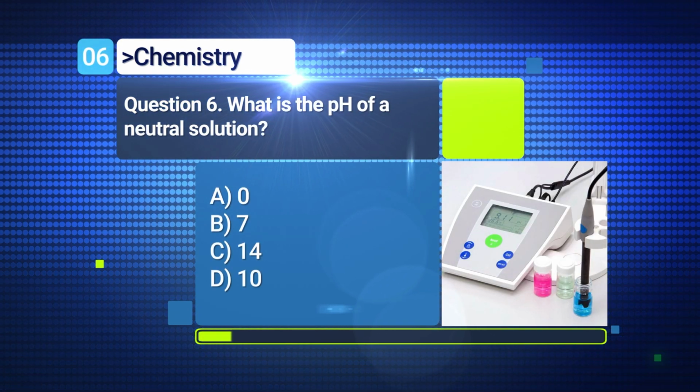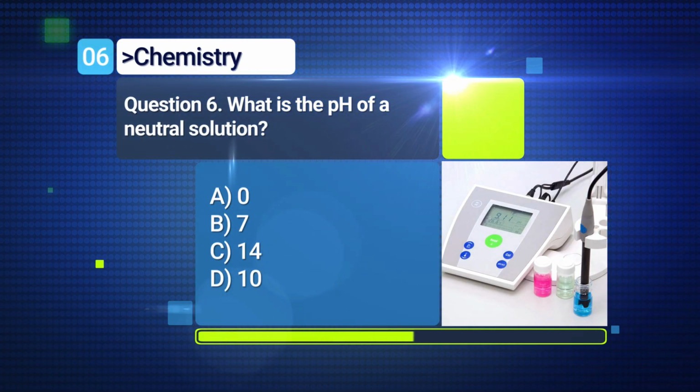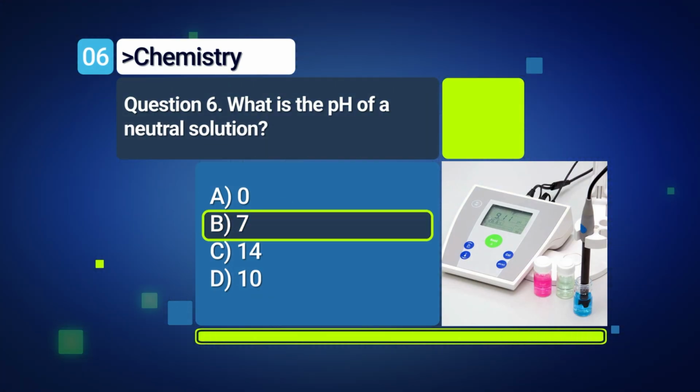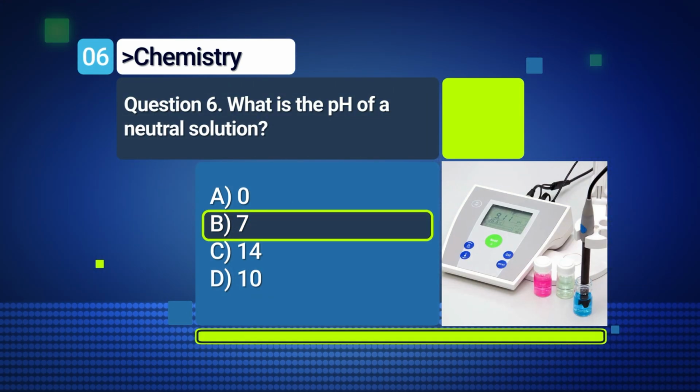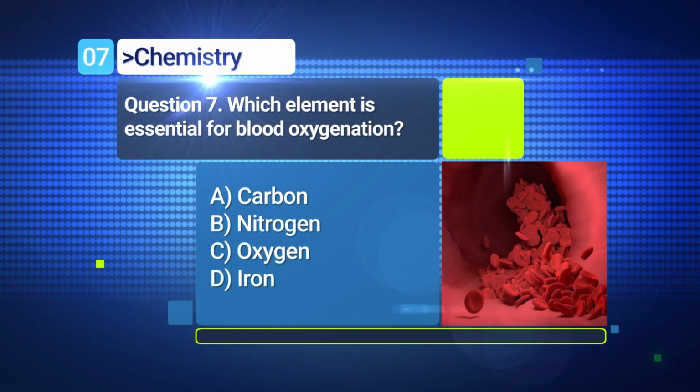Question 6. What is the pH of a neutral solution? A. 0. B. 7. C. 14. D. 10. Answer: B. 7.